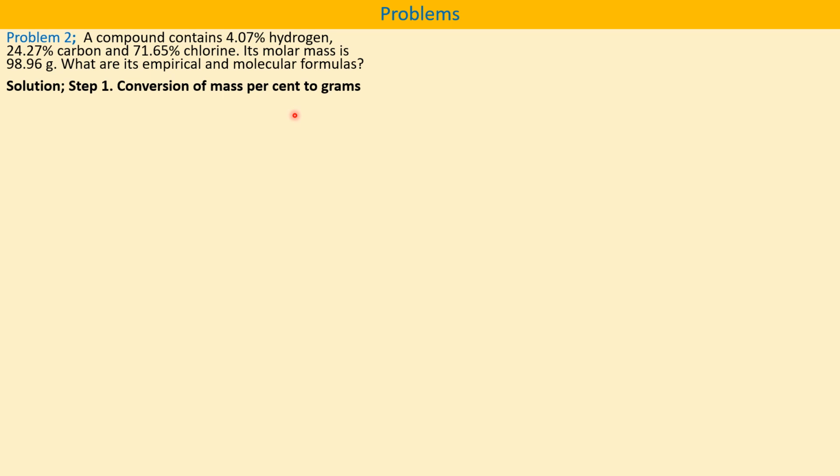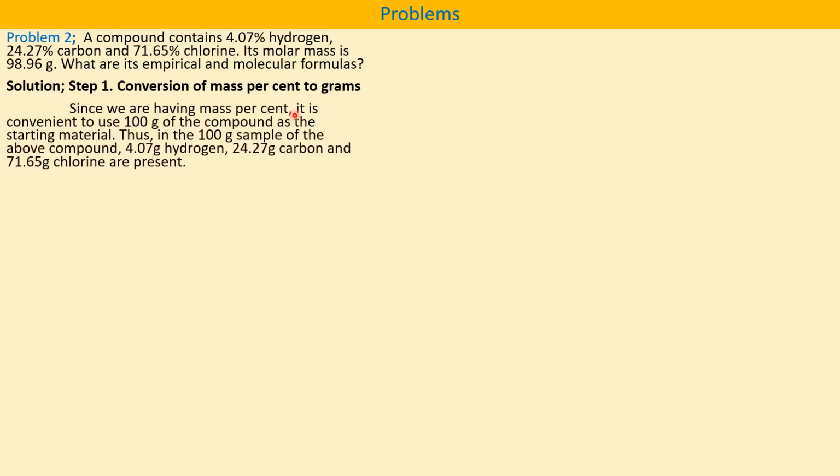The first step is conversion of mass percent to grams. Since we are having mass percent, it is convenient to use 100 grams of compound as the starting material. So let us assume the 100 grams of compound is given to us. Thus, in 100 grams, we have 4.07 grams of hydrogen, 24.27 grams of carbon, and 71.65 grams of chlorine. That is, we are simply removing the percentage sign and writing it as grams.